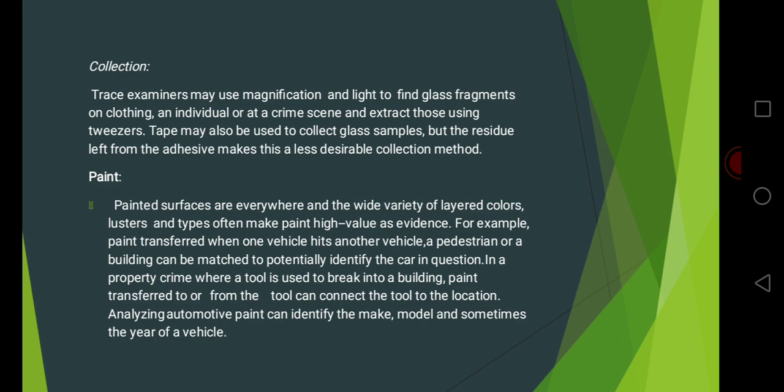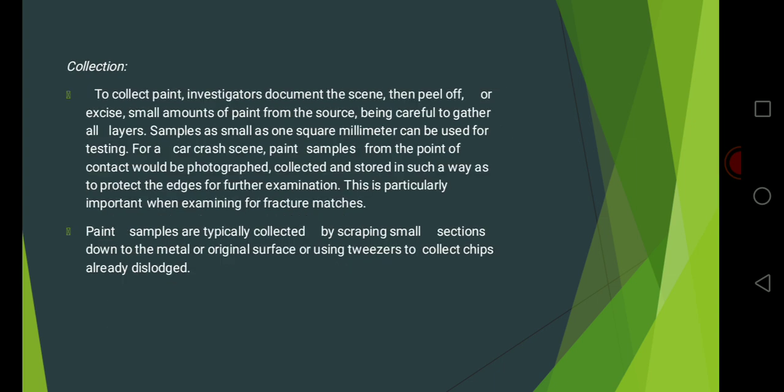vehicles hit other vehicles, or a pedestrian or a building, can be matched to potentially identify the car in question. In a property crime where a tool is used to break into a building, paint transferred to or from the tool can connect the tool to the location. Analyzing automotive paint can identify the make, model, and sometimes the year of the vehicle.